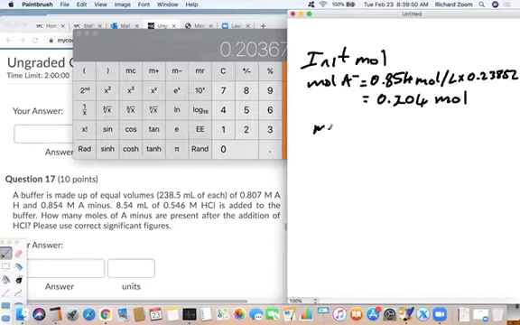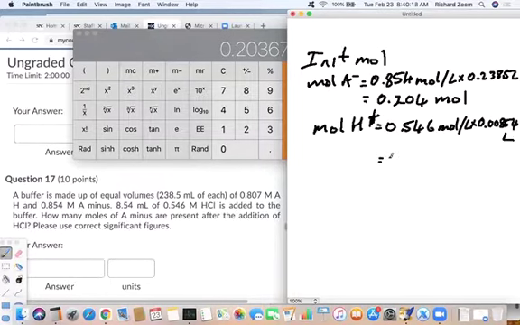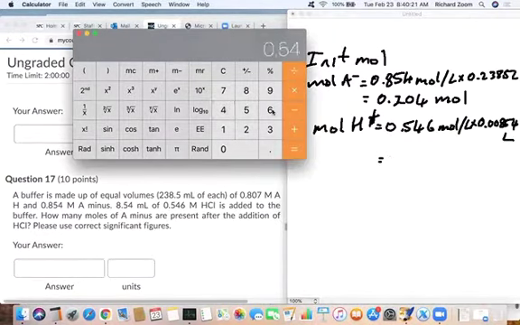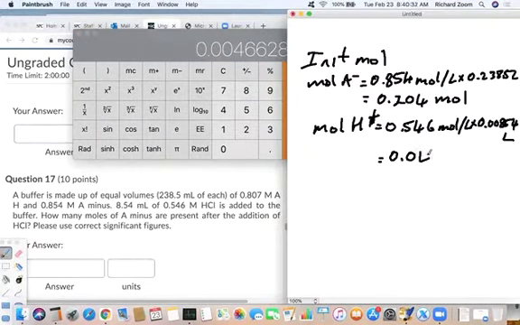And then we need the moles of H plus being added here, and that's going to be 0.546 moles per litre times the volume 0.00854 litres. And that's 0.00466 moles of the H plus.